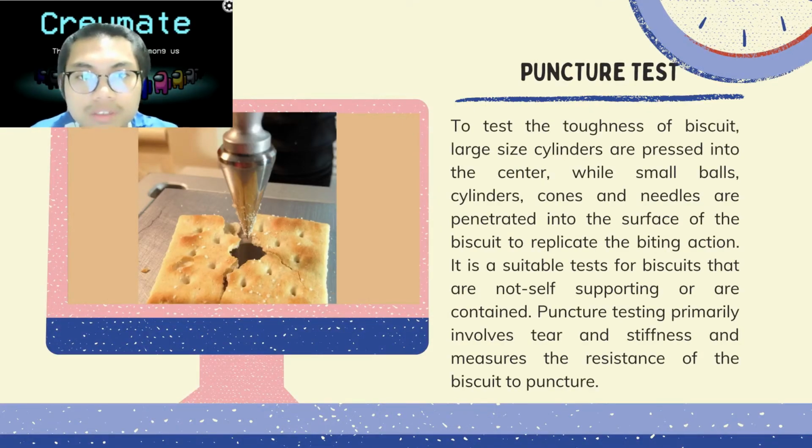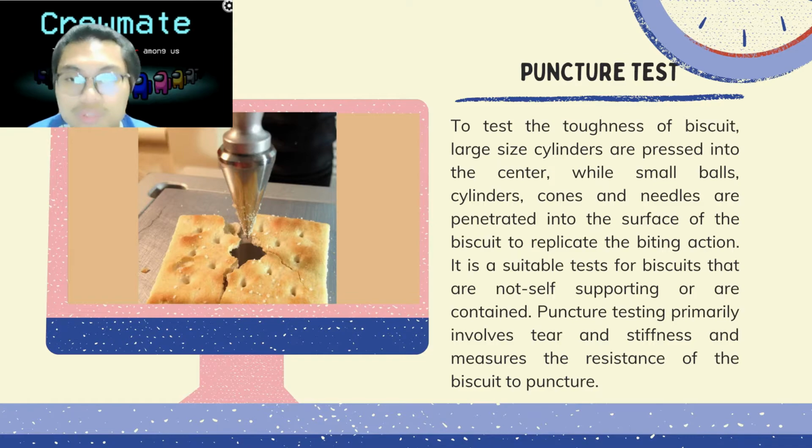Based on my findings, to test the toughness of the biscuits, we use the puncture test. It is important to test the toughness of the biscuit to make sure that the biscuit is edible. It is also to ensure that the biscuit will not break during the baking, making and transportation process.